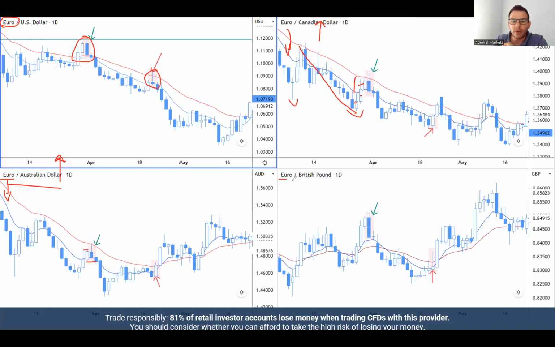If we check the euro British pound, we see that the euro is making a higher high, so it doesn't keep a downtrend structure. That's really important. I will explain it in a second. It's printing out the bearish engulfing here, but the overall market structure is in an uptrend.